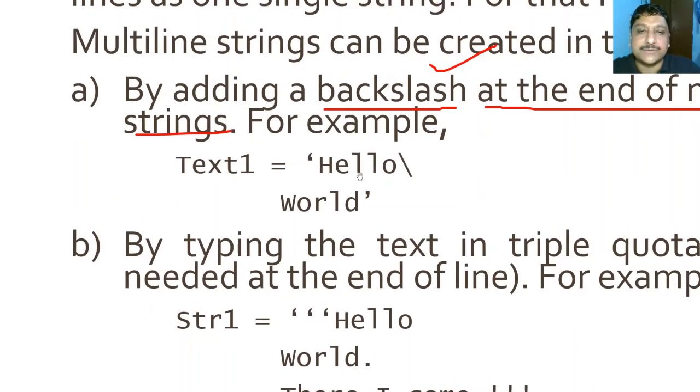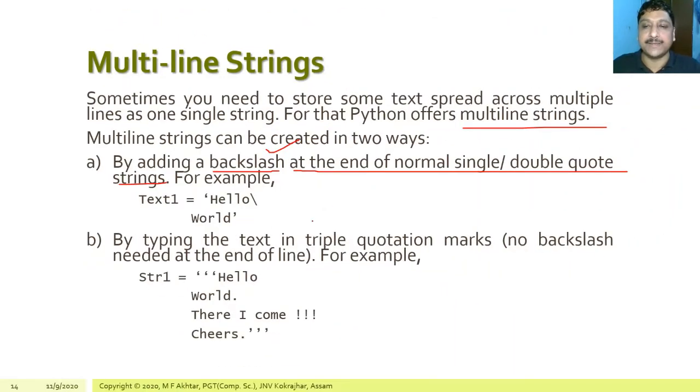Text1 equals "hello backslash world". This string uses two lines. In the first line, hello is there, and in the second line, the word world is there, and the backslash symbol is given here so that we can make multi-line strings. This is the first method, by adding a backslash at the end.